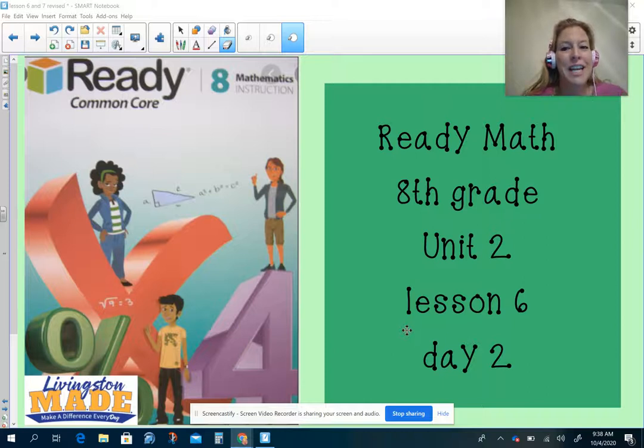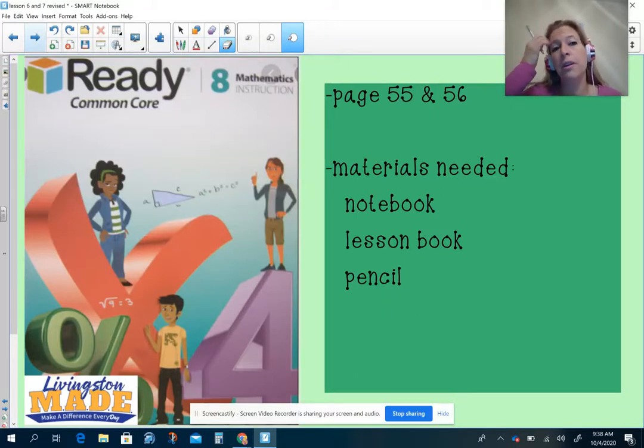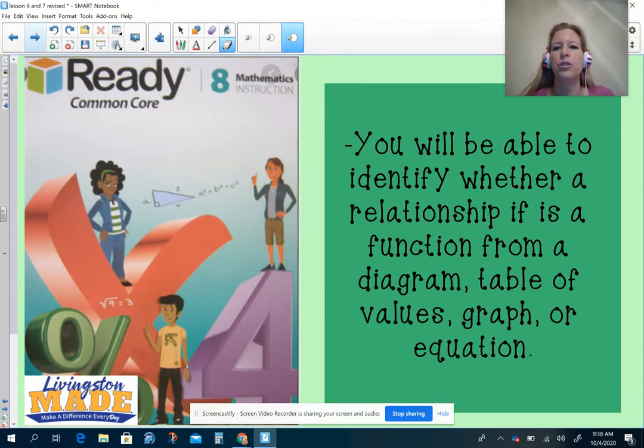All right, we're on day 2 of lesson 6. So you're going to need your lesson book, notebook, pencil. We're going to be on page 45 and 46 of your lesson book. Okay, so we're still trying to understand functions.